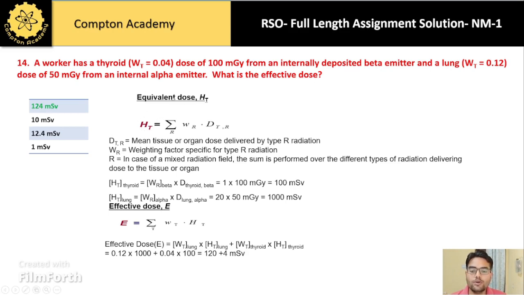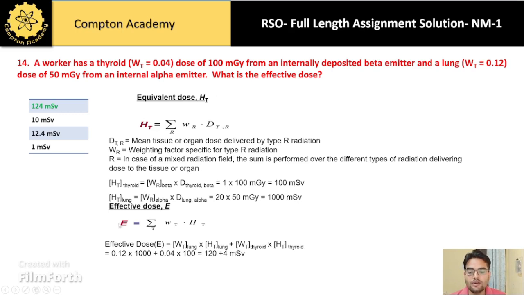So the equivalent dose we can calculate as the radiation weighting factor multiplied by the absorbed dose. The radiation weighting factor for beta particles is 1, and for alpha particles it is 20. So first we calculate the equivalent dose individually for the thyroid as well as the lung. For the thyroid it is 100 millisievert, and for the lung it is 1000 millisievert.